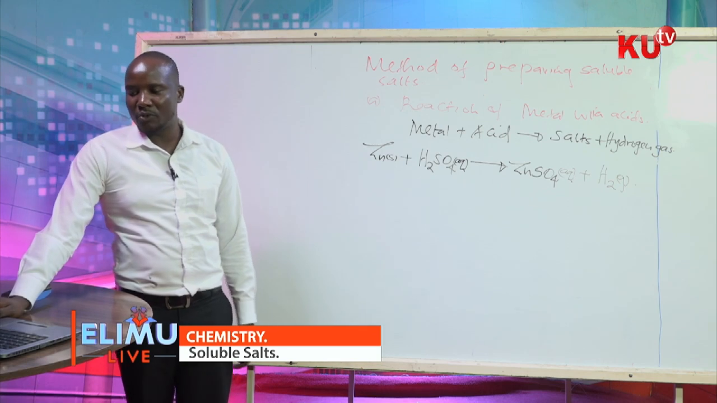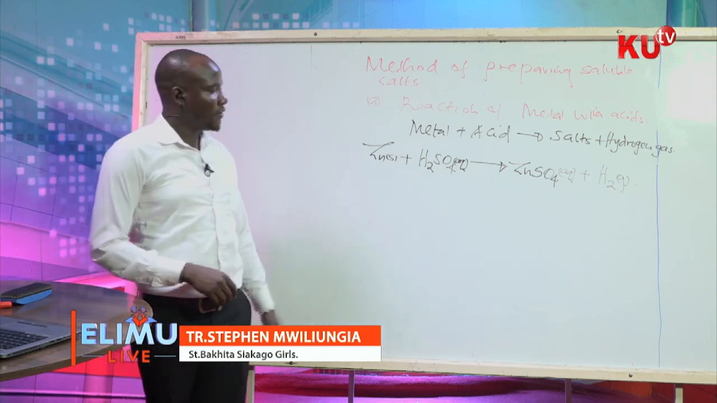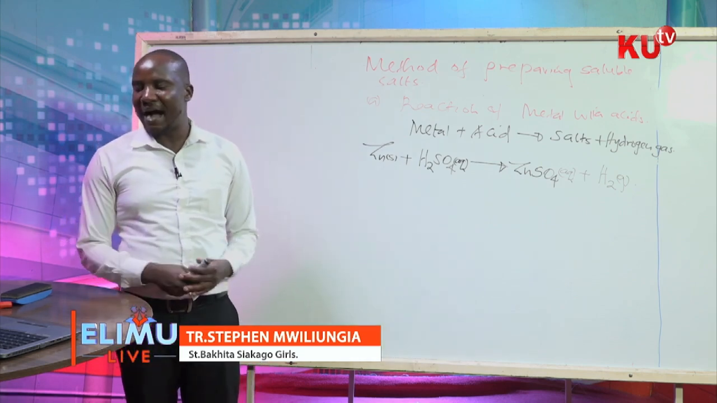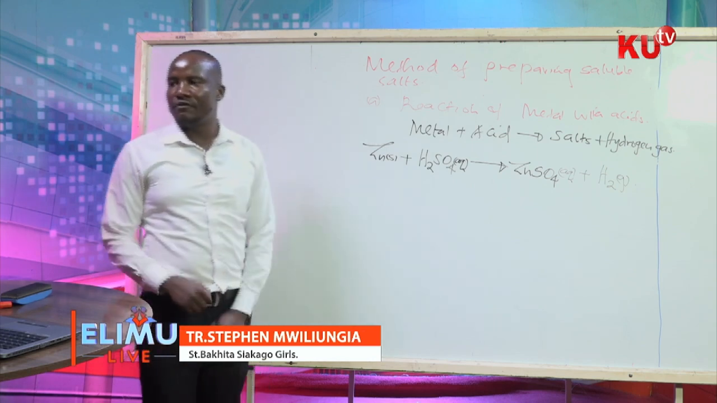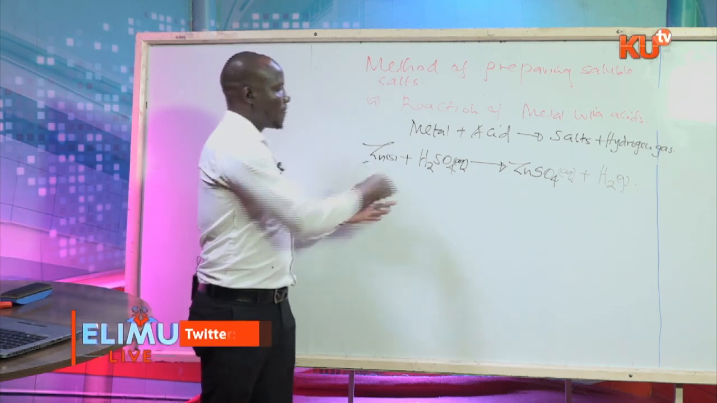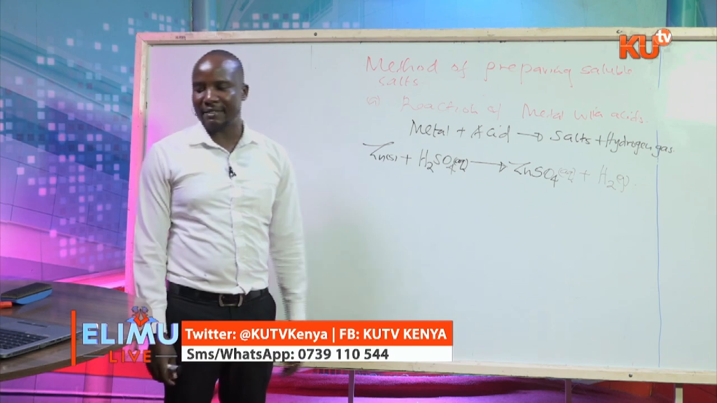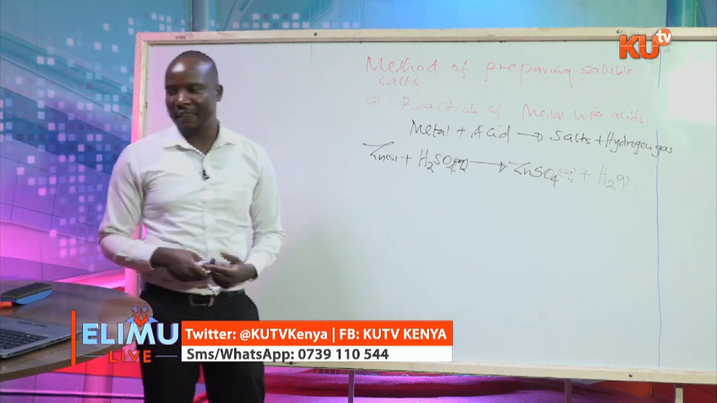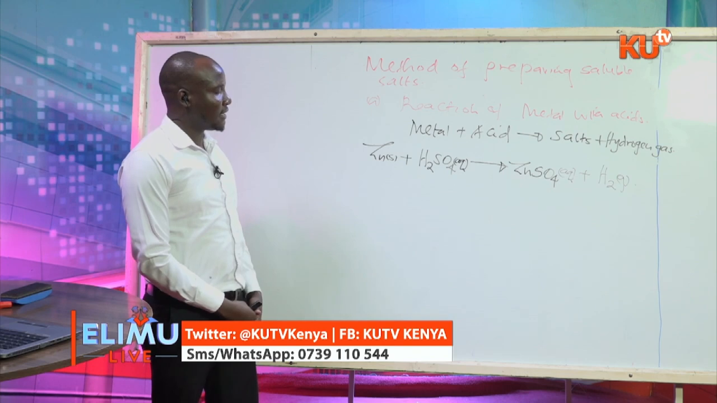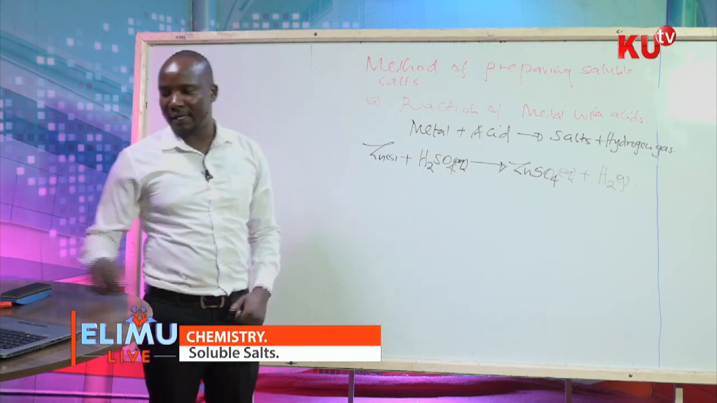Another thing that you need to get from the procedure is filtration. In the procedure, you filter. Why do you filter? To remove unreacted zinc metal. Remember, when you add zinc to the sulfuric acid, not all the zinc will react with the sulfuric acid. So you filter to remove the unreacted zinc metal. So again, the chemical equation is that.